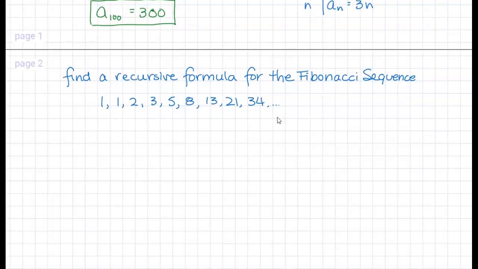There's actually parts to it. There's 2 parts to the recursive formula. You have to say, where do you start? And you have to say what you do each time.